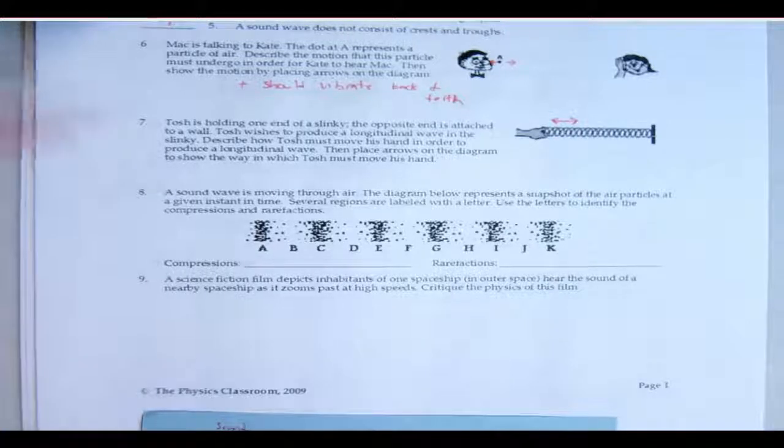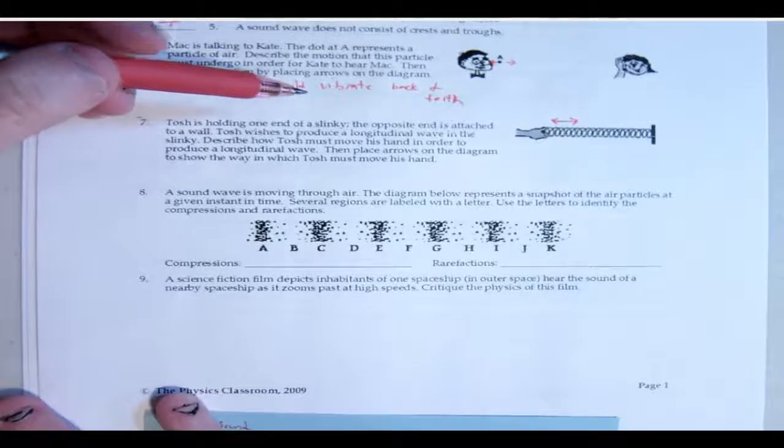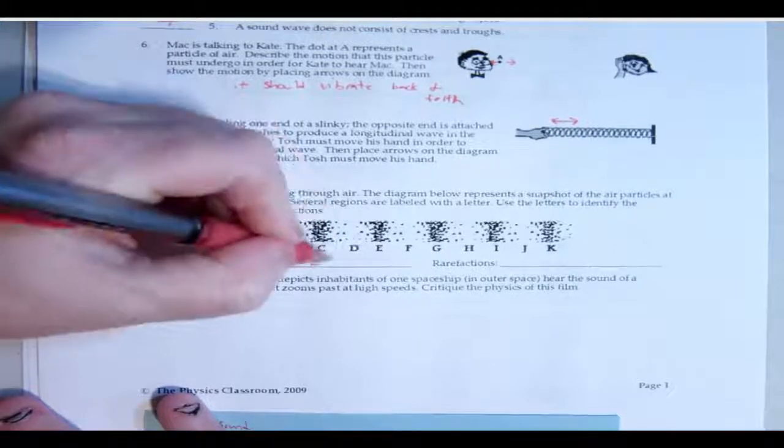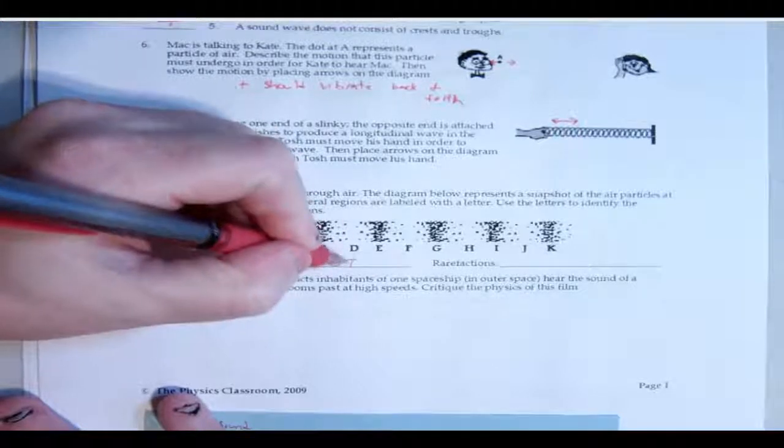So in other words, this question is asking, did you do the vocabulary? Do you know what rarefactions are? Because obviously you know what compressions are, right? Compressions are the points where the air is compressed. When it's compressed, that means it's more dense. So the air where it's more dense is A, C, E, G, I, and I almost wrote J, but it's K.